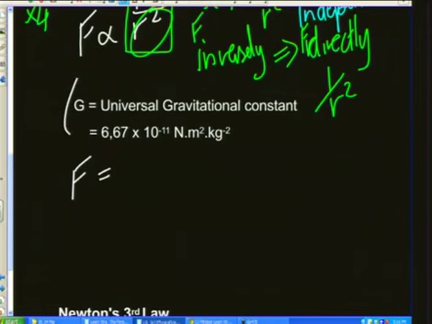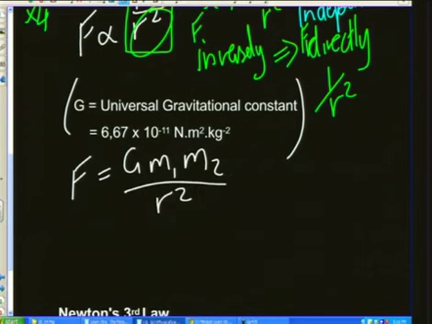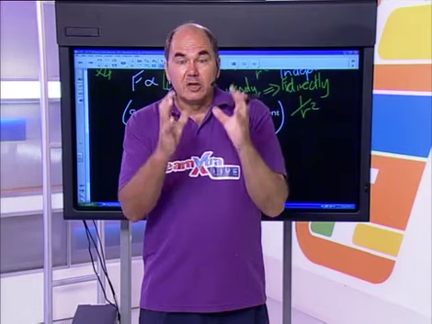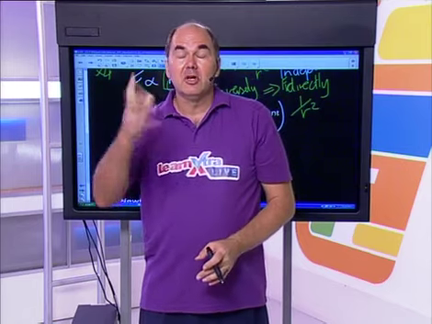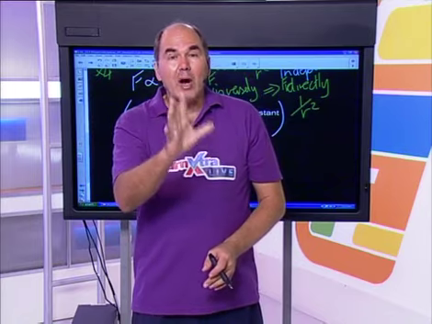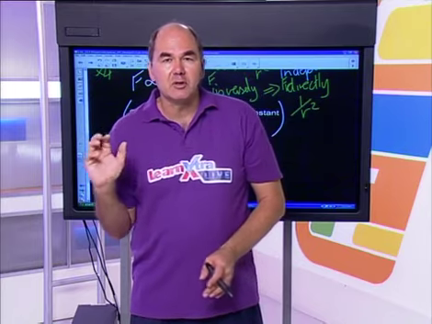Here's the constant, which has been found through measurement: G m1 m2 over r squared. And that's very important. It's on the data sheet, but you need to know it, and you need to know how to apply it.